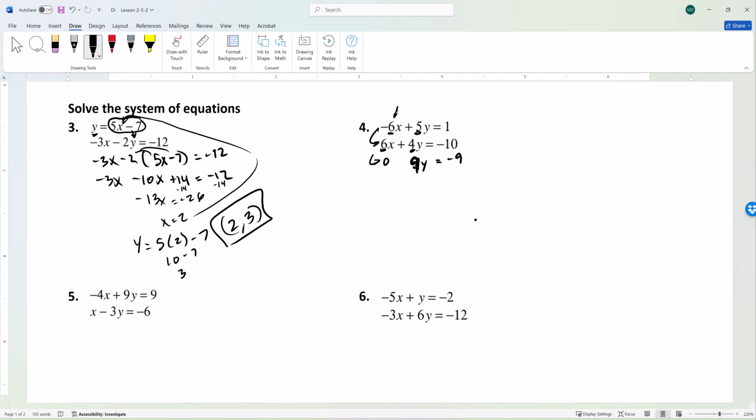9y equals -9. Divide both sides by 9, you get y equals -1. Now you can take it and you can plug it back in for your y. So -6x plus 5 times y equals 1. -6x minus 5 equals 1. Add 5. Yeah, x equals -1.